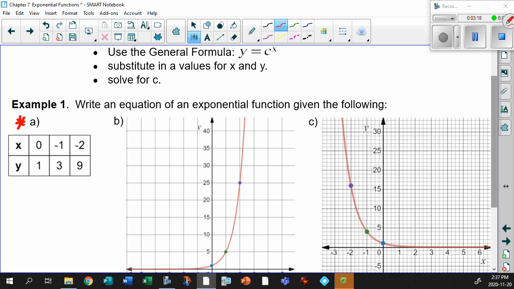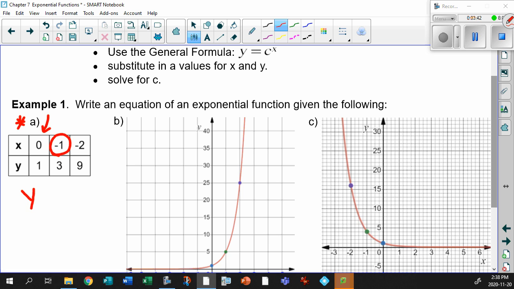Look, you got a table of values. x of 0 doesn't give you any information because whatever the base is, this could be a base of 17, 17 to the power of 0 is still going to give you 1. That doesn't give you any information at all. So don't use x equals 0. But how about this one? Oh, interesting. So let's check this out.